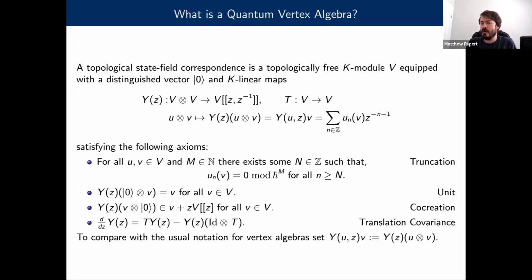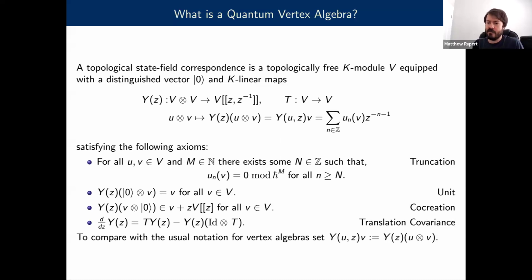Okay, so what does a quantum vertex algebra actually look like? Well, it's a topological state field correspondence with extra structure. Topological here is referring to the h-adic topology. So it's a topologically free K module equipped with a vacuum vector, a translation operator, and a state field correspondence, satisfying the usual truncation, unit, creation, and translation covariance axioms.